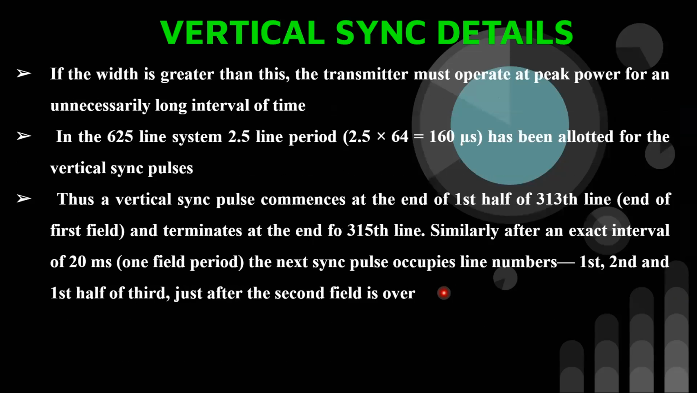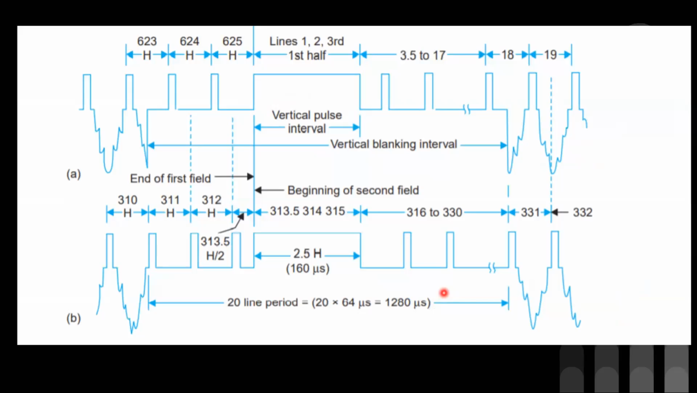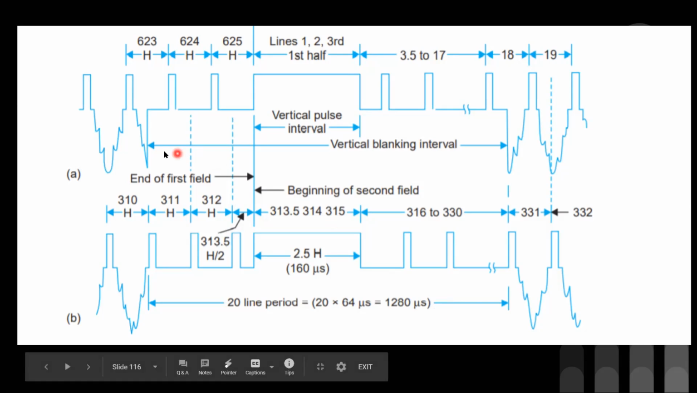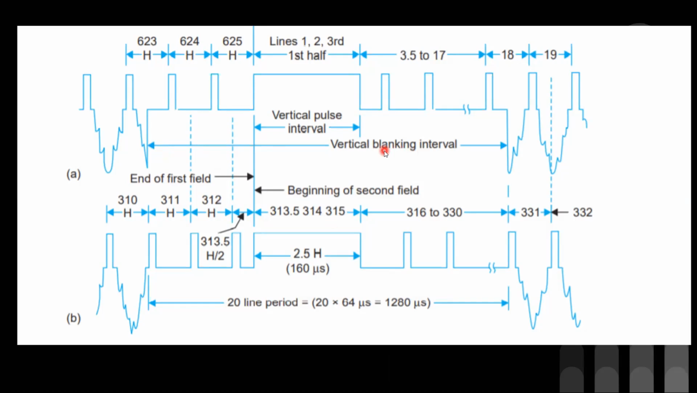So this waveform is very important to draw in our end examination. Just represent the behavior of this differentiator for each successive line. So for example, this vertical blanking interval, whatever the highlighter you are watching on the screen, that is called the vertical sync pulse, vertical blanking interval. And this vertical pulse interval that is indicated here, 1, 2, 3, half, this is called the line sync pulse.